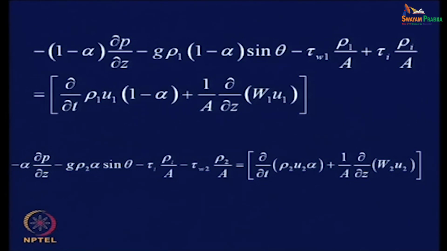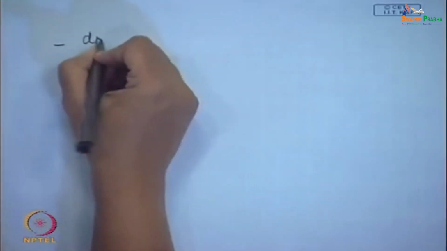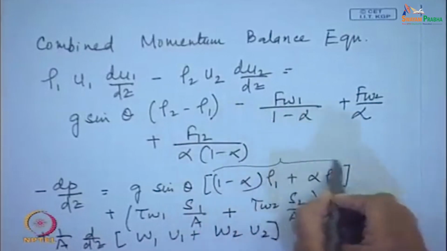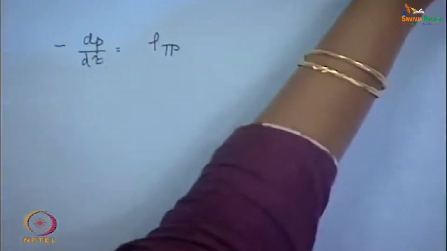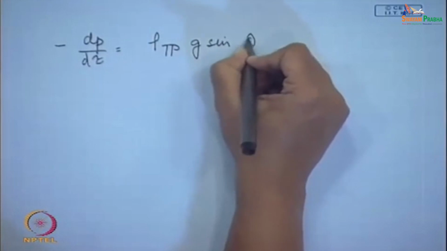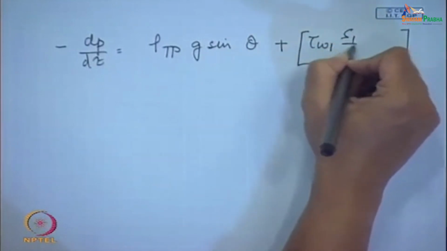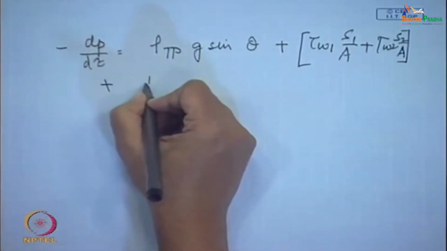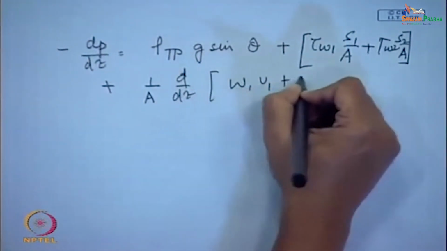From that we had got this, or in other words we can just write it down as minus dP dz equal to rho 2 phase. This particular expression that I have written down here, (1 minus alpha) rho 1 plus alpha rho 2, is nothing but the two phase density rho TP. Therefore, rho TP g sin theta plus this particular frictional pressure gradient tau W1 S1 by A plus tau W2 S2 by A plus 1 by A d dz of whatever we had got.